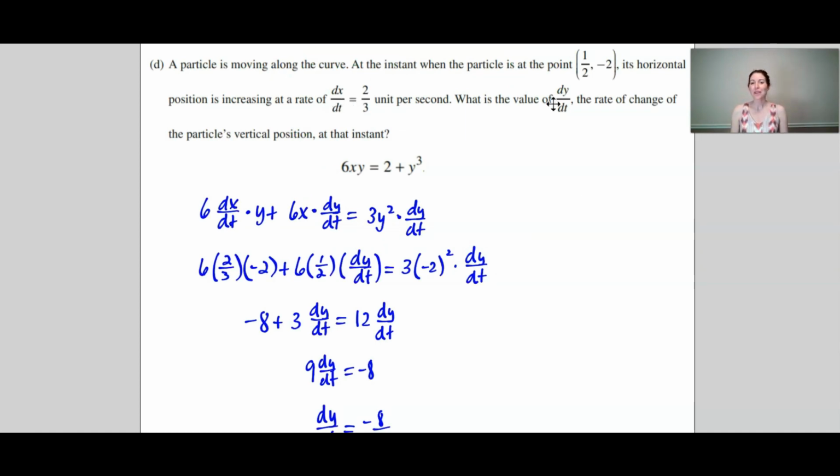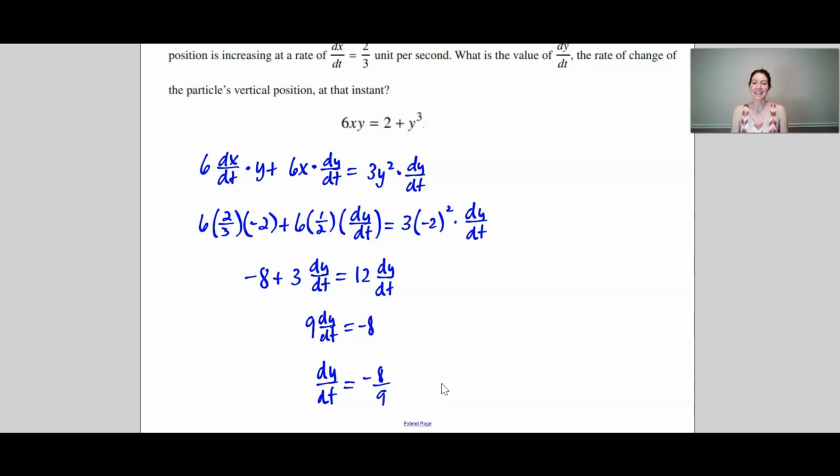Here, it looks like after reading the problem, this is a related rates problem. So what I did is I took the derivative of this equation that was given to us in the original problem. Once again, I had to use the product rule, but because it's related rates, I now have a dx/dt and a dy/dt incorporated into my problem. Then I plug in all the information that I am given. I know my x, I know my y, I know my dx/dt. So the only variable I do not know is dy/dt, so I left that in the problem and simply did some algebra to solve for dy/dt and got -8/9.